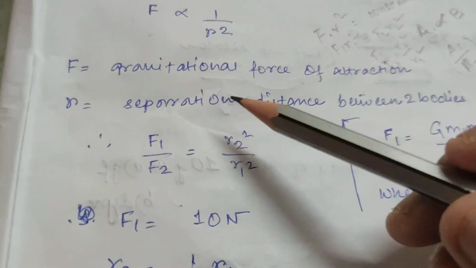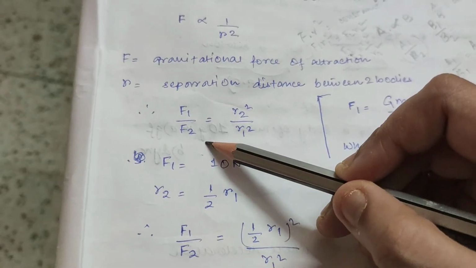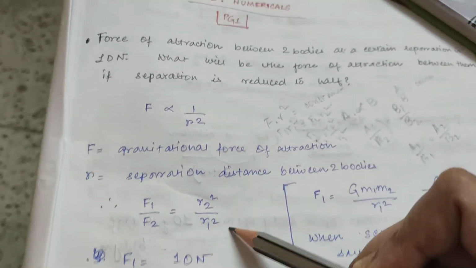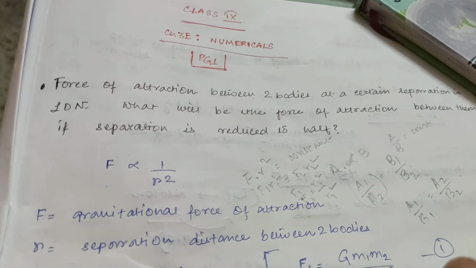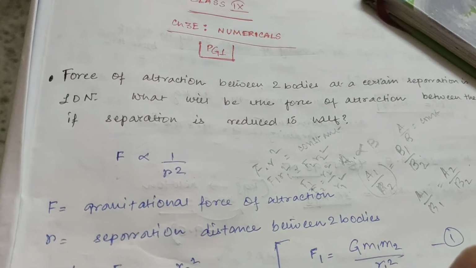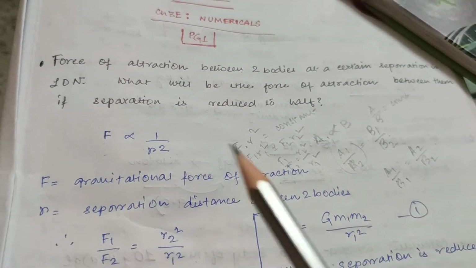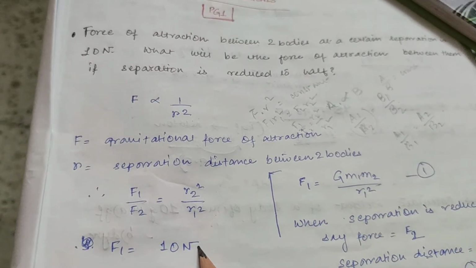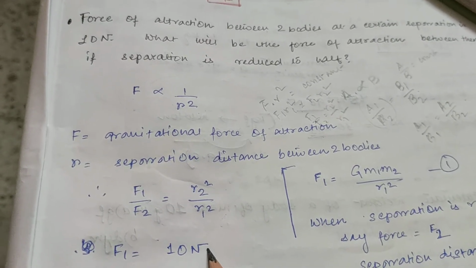Now, what is the purpose of doing this? Because F1 by F2 equal to R2 square by R1 square. You see, it's given that the force of attraction between two bodies is at a certain separation, you don't need to know what the separation is, because it's a ratio. Let's find out what will happen. F1 is 10 Newton. Okay? Now it says, what will be the force of attraction between them if separation is reduced to half.